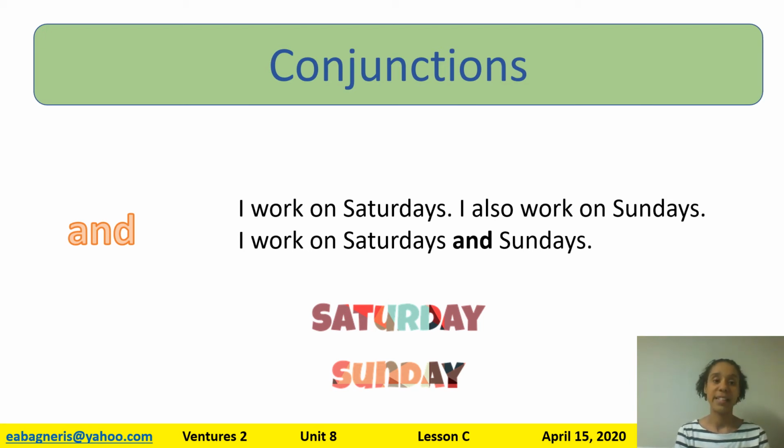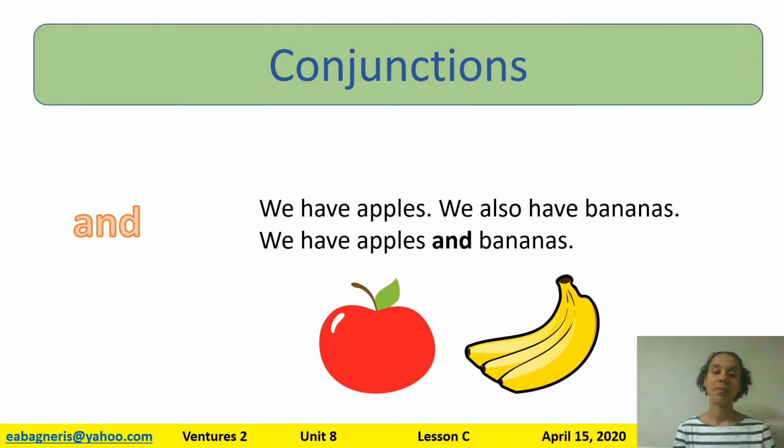Let's look at another example. We have apples. We also have bananas. We have apples and bananas. This means I have both things. I have apples, I have bananas. I have two. I have apples and bananas, both. Let's look at one more example.